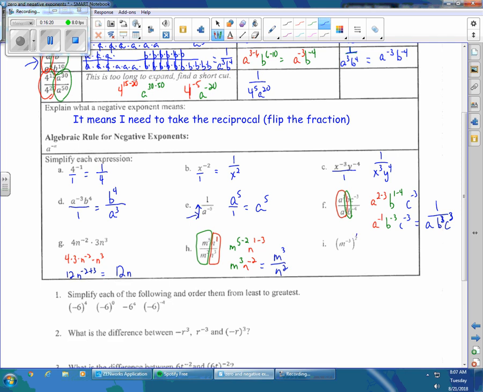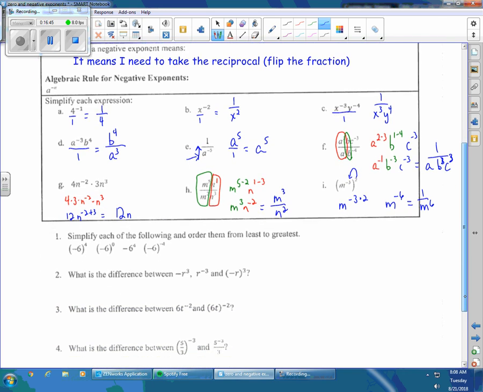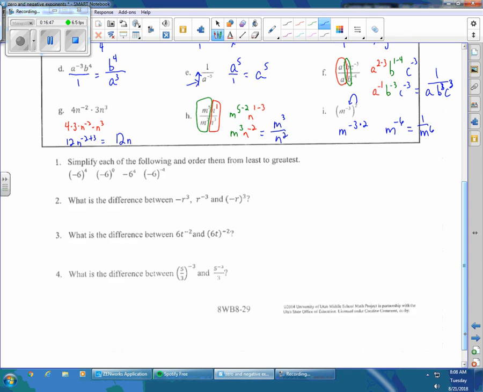Okay, the next one, we've got a power to power. When we have power to power, we multiply. So this is going to be m to the negative 3 times 2 power, or m, negative times a positive is going to stay negative, so that's going to be m to the negative 6 power. If I'm asked to rewrite that using only positives, it's going to be 1 over m to the positive 6 power. I hope it's starting to get a little bit more manageable and easier for you.